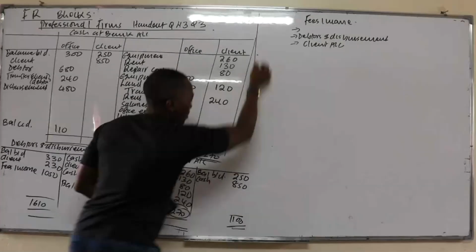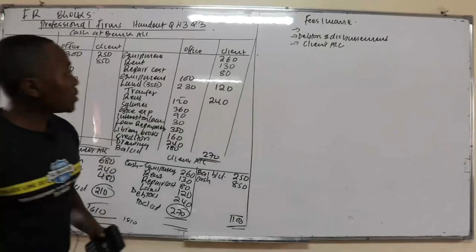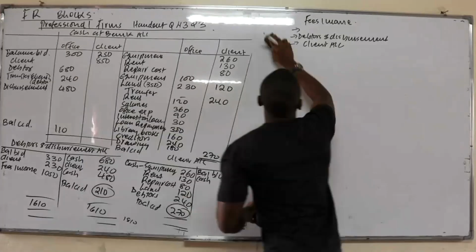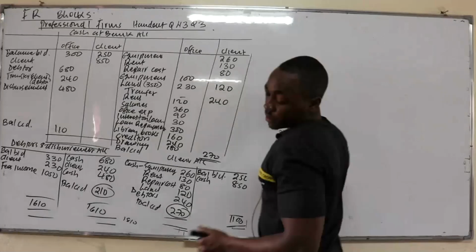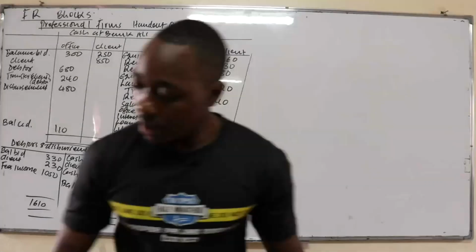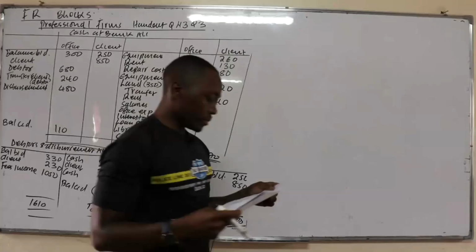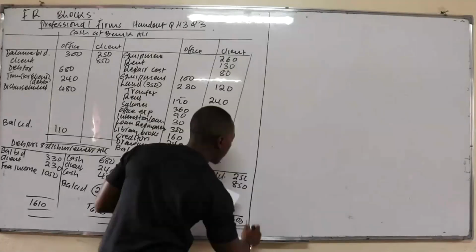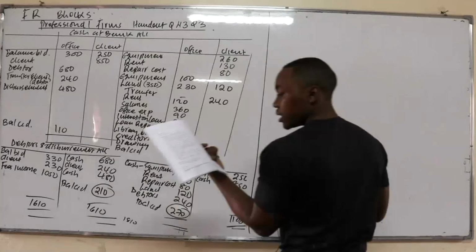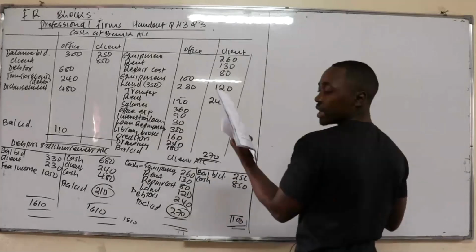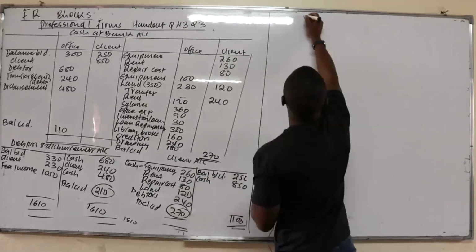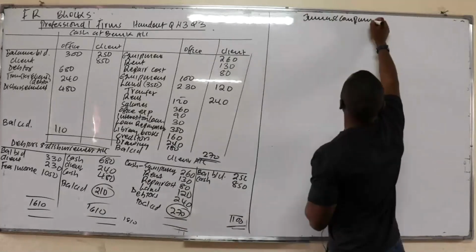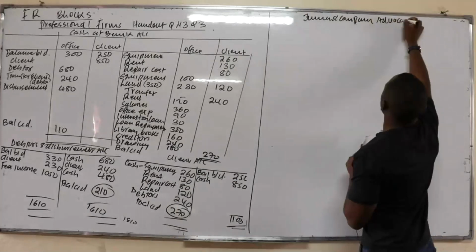What was the requirement? Required, number A, is the income statement. So let's present the income statement. That was SH, Juma and Company Advocate. Presenting the income statement.